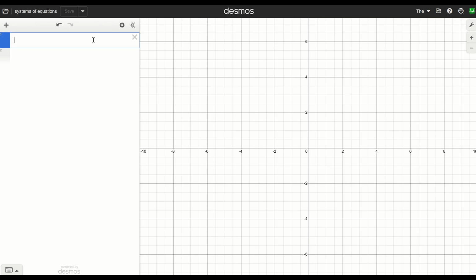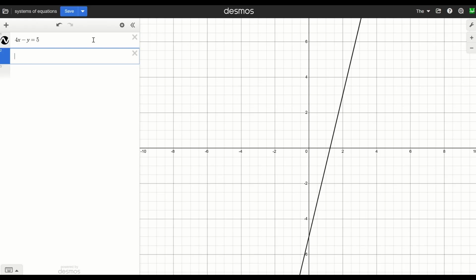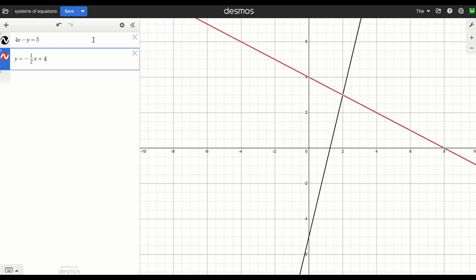In this video, I'm going to show you how you can use the Desmos Graphing Calculator to solve systems of equations. On your worksheet, you see the system 4x minus y equals 5 goes in line 1, and negative y equals negative 1/2 x plus 4 goes in line 2. So this is the system.